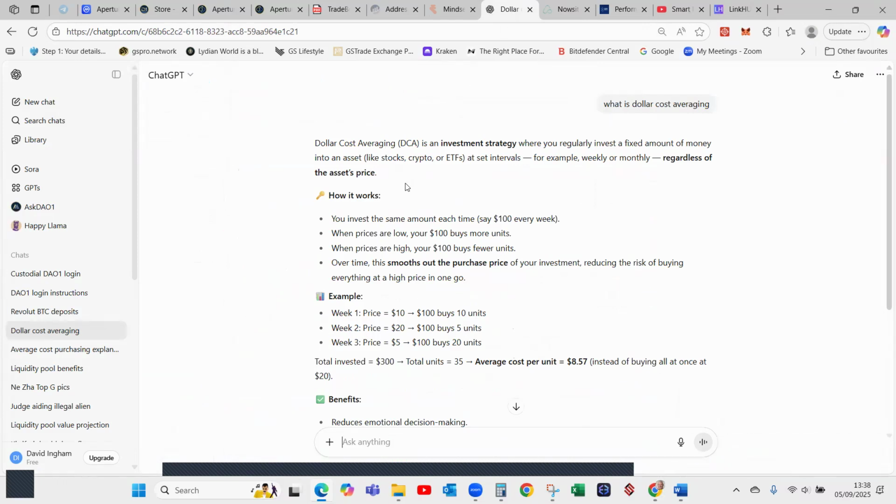So if you do all three: get the Apertum token number one, add to the liquidity pool number two, and three, get yourself a trading bot. How cool is that? Just cycle the money through the three. It's like a tripod. So I wanted to share that with you guys.